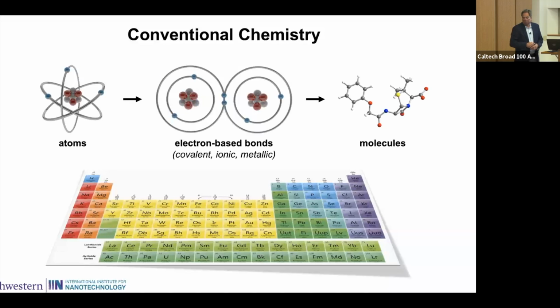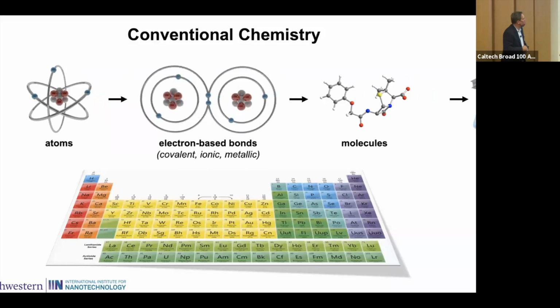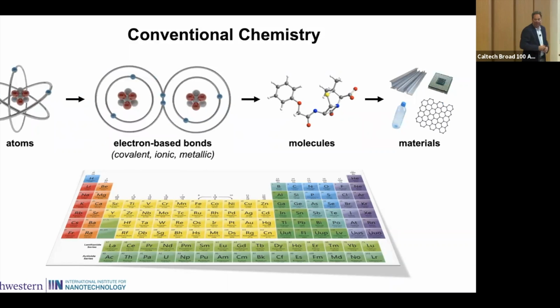We make molecules. And for guys like Bob Grubbs, we learn how to zip those molecules together in very effective ways and make materials. And to allay everybody's concerns, I'm not here to tell you we're putting chemistry out of business. That's not the goal here.